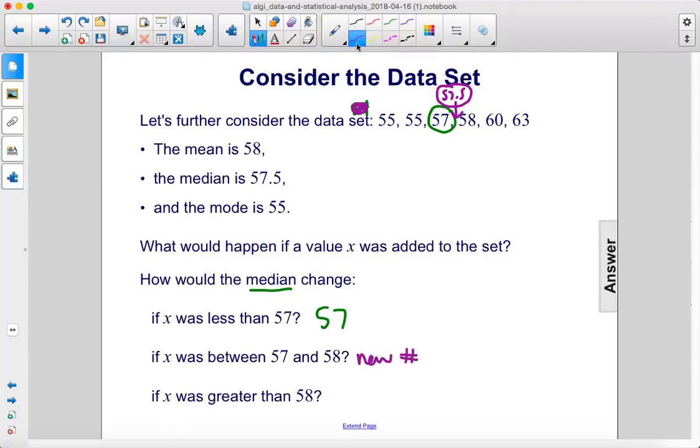If x was greater than 58, so say we added 64 in here, then the median would then be 58, because we would once again have 7 numbers, and 58 would be the new center number. So it would go up to 58.